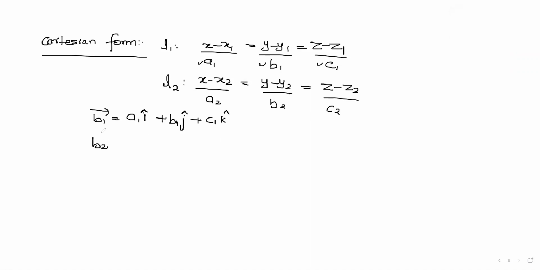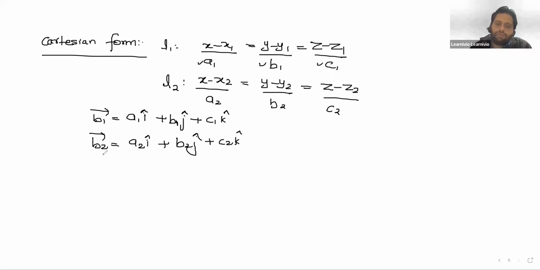Now B2. What is B2? A2 I cap plus B2 J cap plus C2 K cap. Okay, so it's your wish. You can find out B1 and B2 and then apply this formula, or we can derive a formula from this also. So it is B1 dot product B2 by magnitude of B1, magnitude of B2.